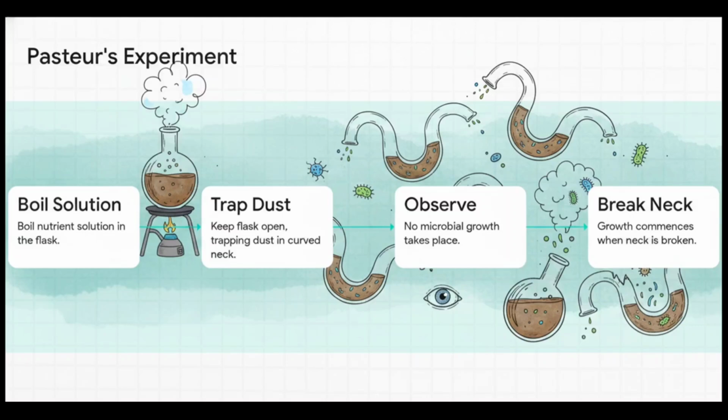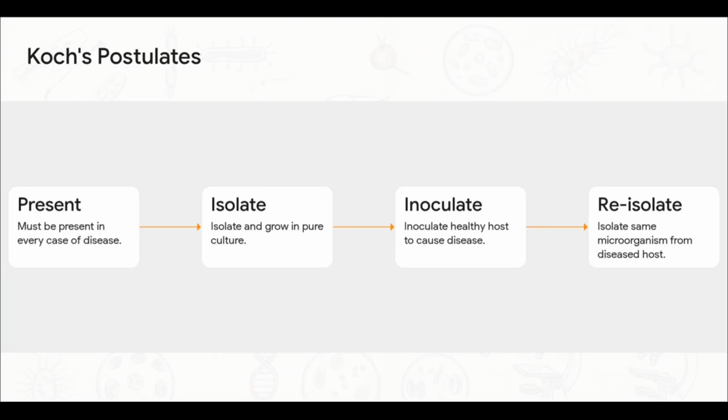Pasteur boiled a nutrient solution, leaving the flask open to the atmosphere. Crucially, that curved neck trapped the dust and germs, and the broth remained entirely sterile. However, the moment the neck was broken, exposing the broth directly to falling debris, microbial growth commenced immediately. A brilliantly simple yet revolutionary experiment. With spontaneous generation disproved, the germ theory of disease took root.